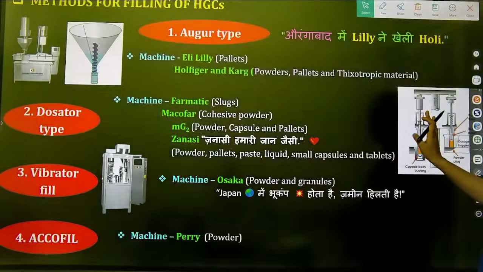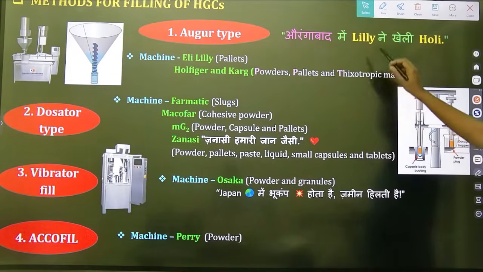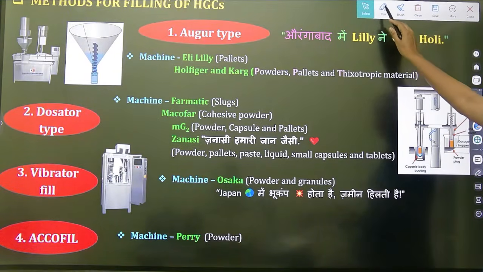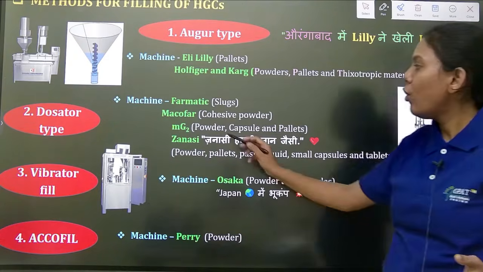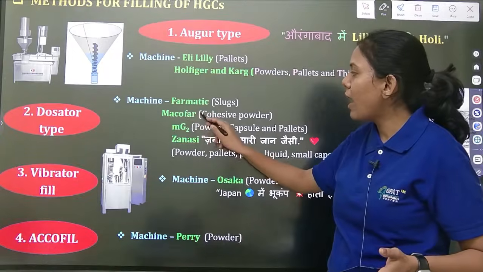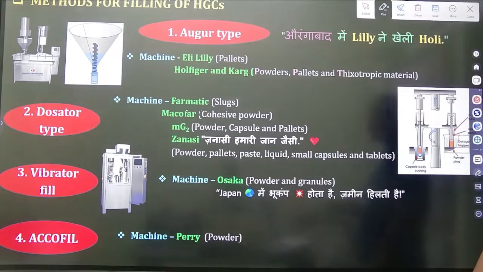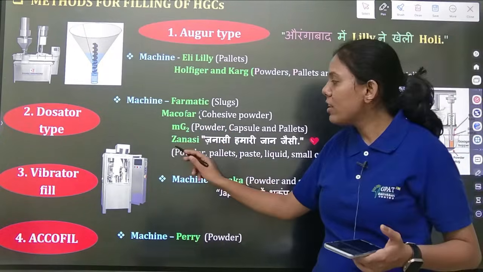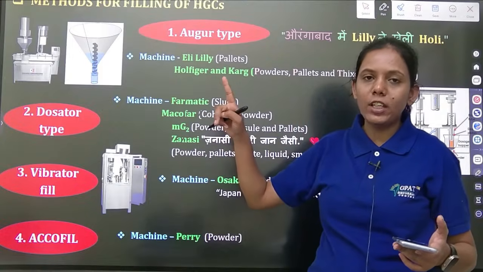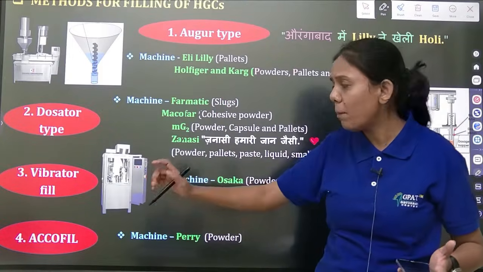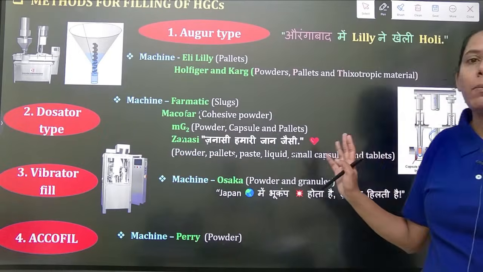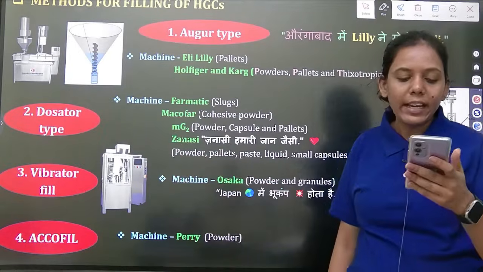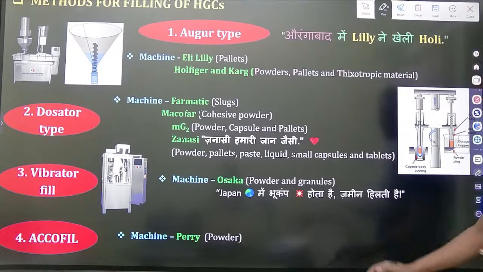OS is the dosator type. We have seen Pharmatic and McOphar Mg2 OS because this is the last letter of the alphabet. It contains all the materials. I told you powder, pellets, paste, liquid, everything will be present in the OS. So like that, some tricks we have already seen in the class.